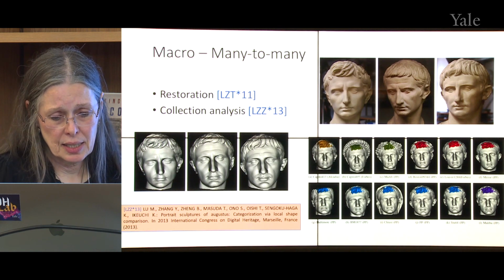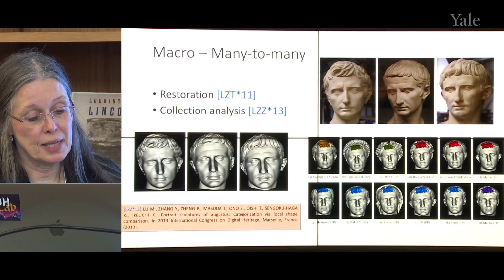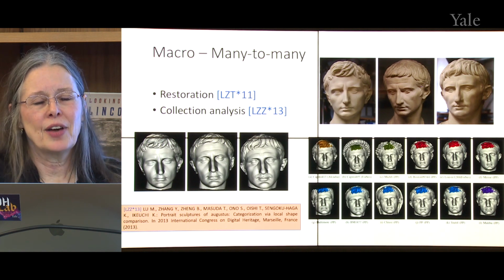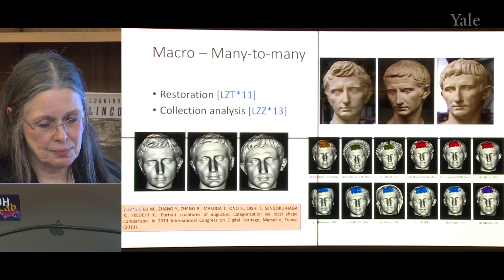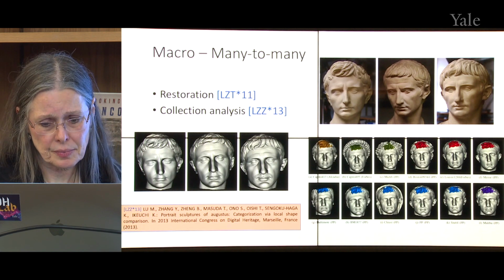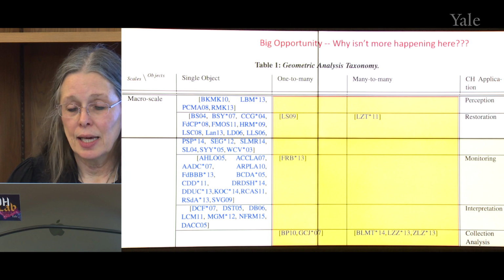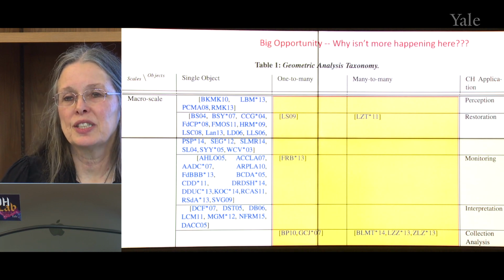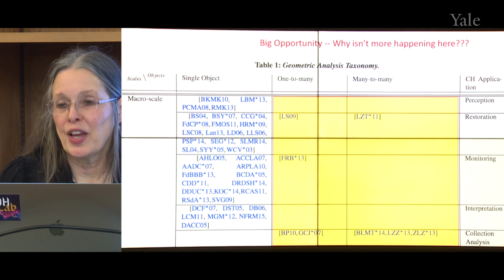And this is a study of a smaller collection of busts of Augustus that were done to try to find the relationship of when the busts were done and by whom. But overall, in our whole survey taxonomy, the collection analysis, which is the big thing we can do, to do things at scale, is a very empty space right now. So what is the problem?